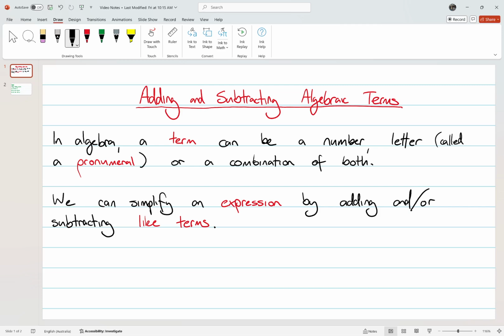And this is the most important thing. We can only add or subtract like terms. What we mean by like terms are terms that have exactly the same letters. So we can't add an x and a y, for example, because they are not like terms. But we also can't add an x and an xy, because even though both have x's, one of them also has a y. So we only add and subtract like terms if they have identical letters.